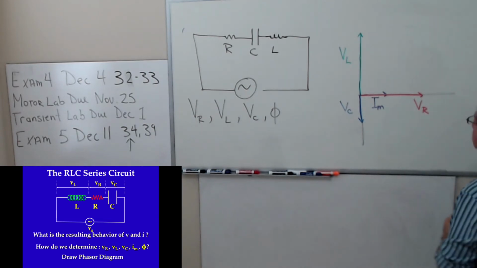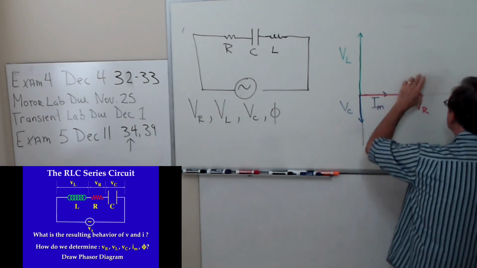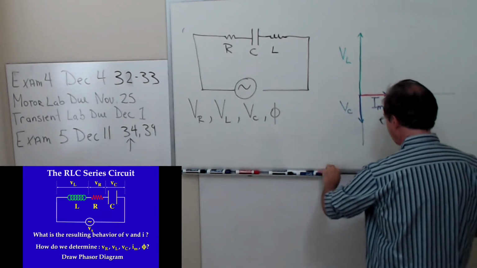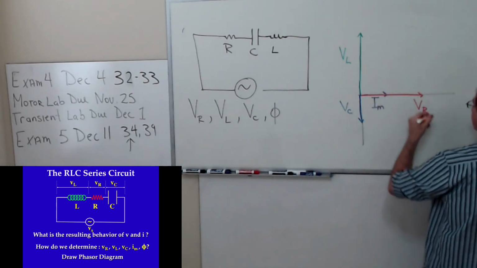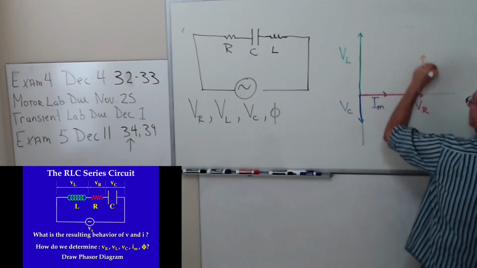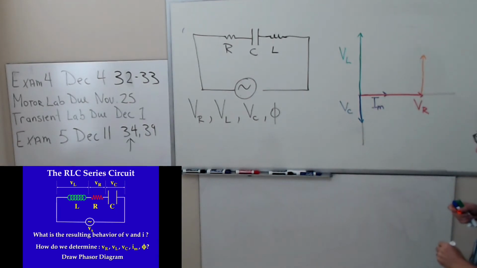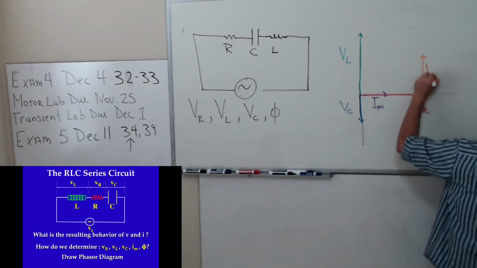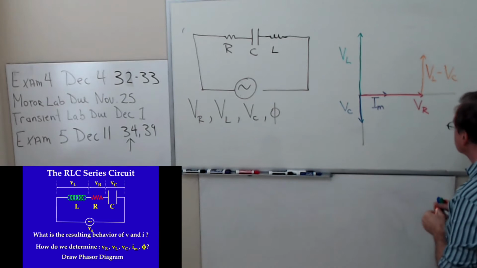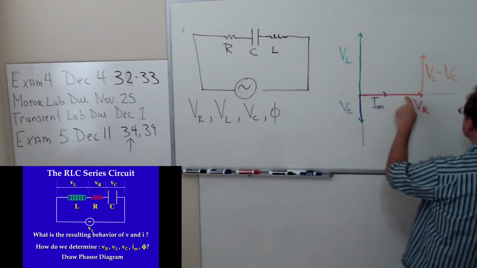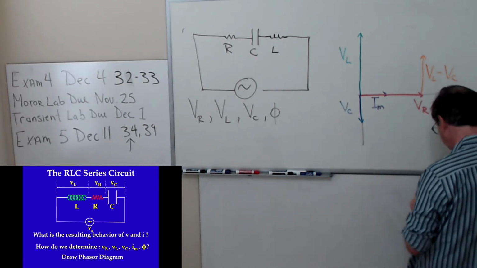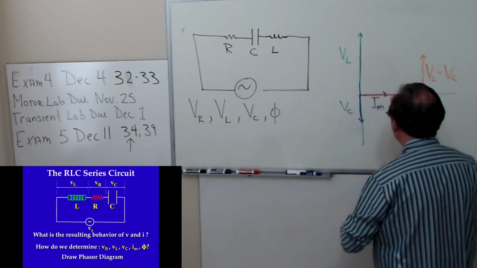Okay, so what I'm going to do is take V sub L minus V sub C and put it over here. And let me see if I have another color here. Let me know if you can't see this color. Can you see that color okay? Yeah. Okay. So that's V sub L minus V sub C. And so the voltage across the resistor plus the voltage across the combination of L and C is going to give you the power supply voltage.